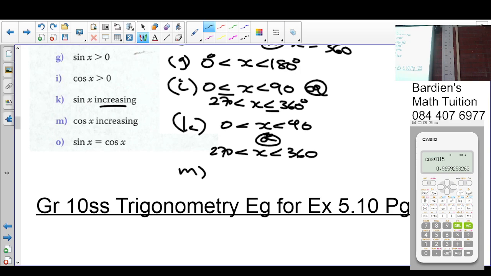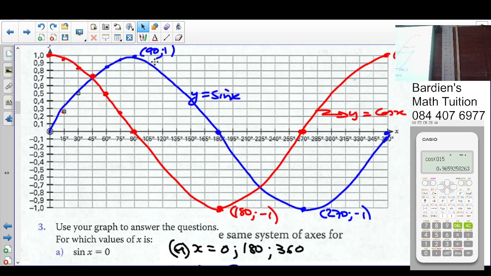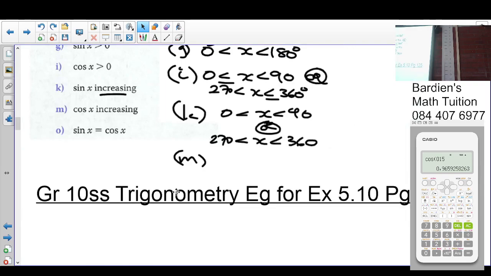M. Where is cos of x increasing? You got the cos of x? Cos of x, the graph in blue. Red, sorry. So is that increasing or decreasing? Decreasing. Where does it start to increase? 180 onwards. Not so. So it's increasing from 180 to 360. As you can see, it's a continuous solution. Okay. So x is greater than 180, but less than 360.